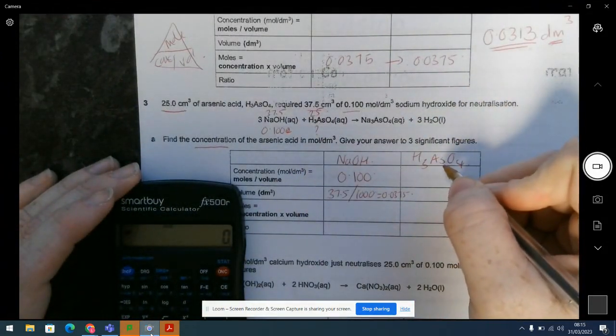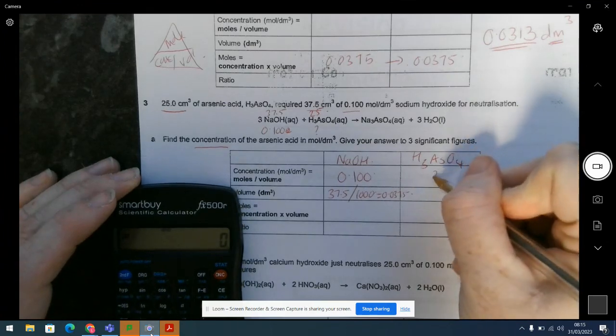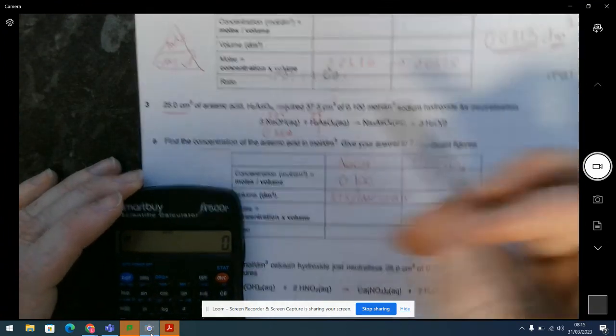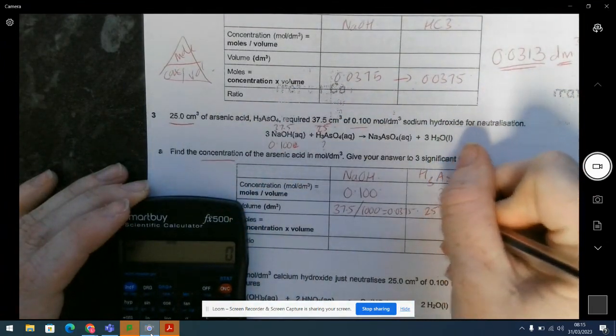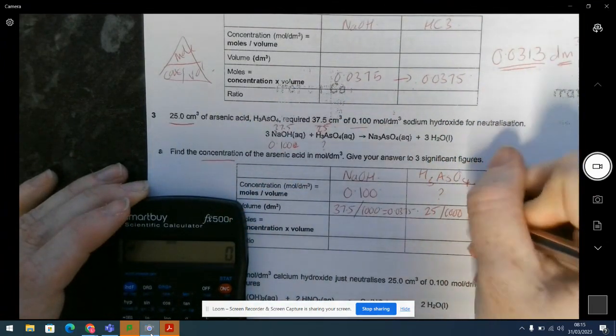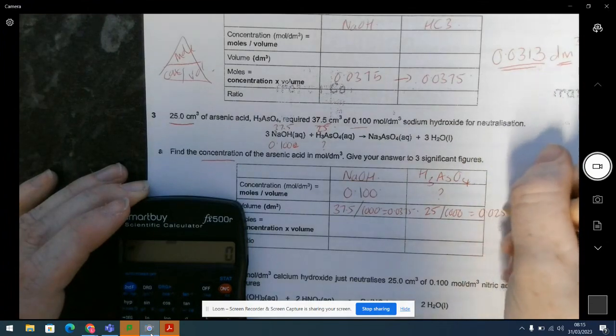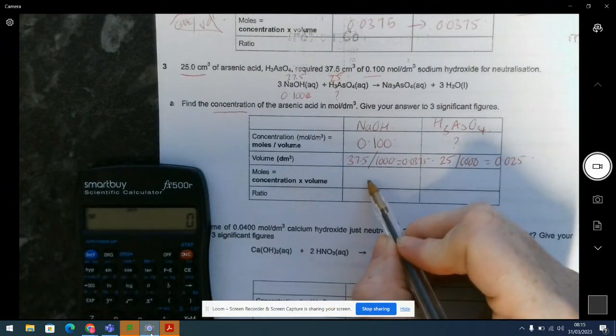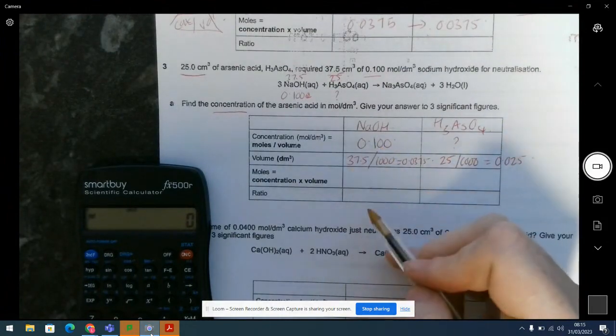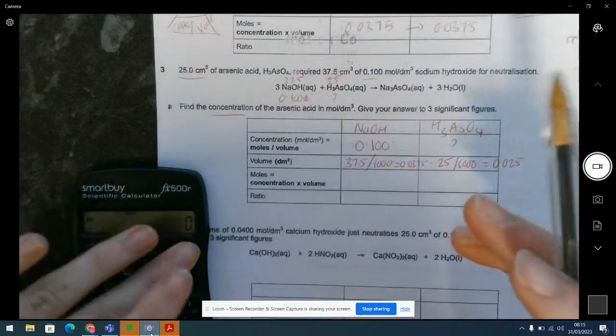And my arsenic acid here, we don't know the concentration, we're trying to find that out. But we know that it's used 25 centimetres cubed, so 25 divided by 1,000, 0.025 decimeters cubed. I then have to work out the moles for the one that I know and then look at the ratio from the question.